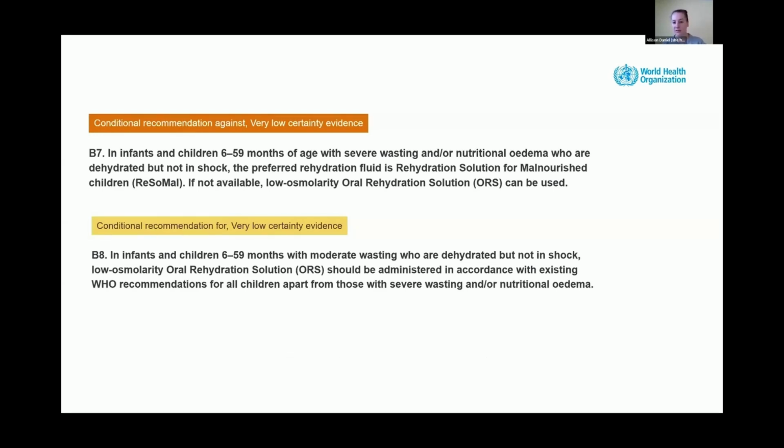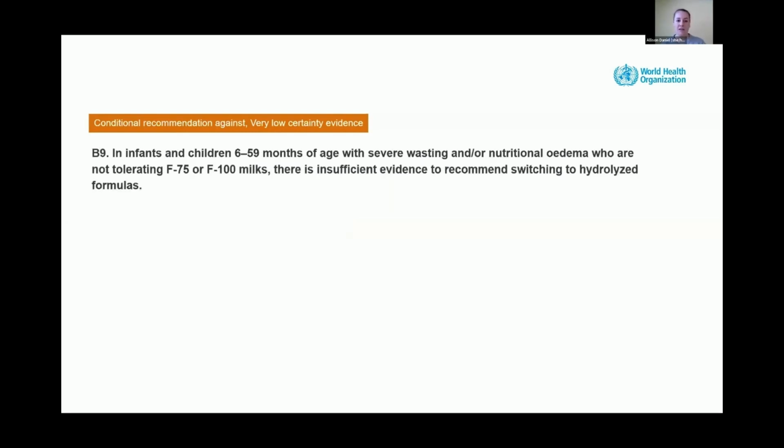And we have another recommendation specifically for moderate wasting, and that these children, when they're not in shock, should be given low osmolarity ORS in accordance with existing WHO recommendations for all children apart from those with severe wasting and or nutritional edema. And then another recommendation here, which is a new recommendation around the use of hydrolyzed formulas.